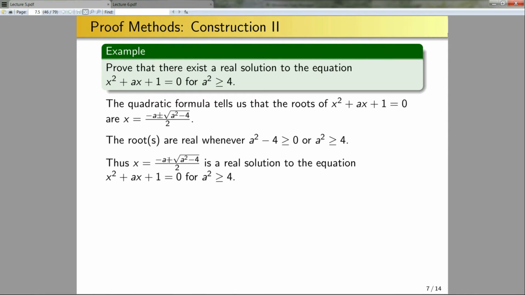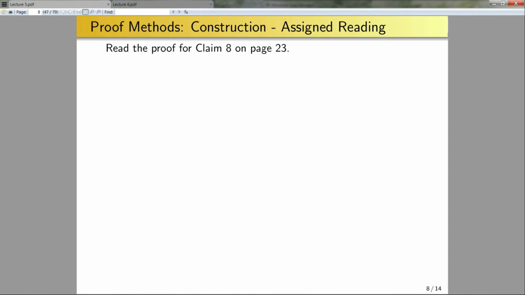So notice that here I just used plus instead of plus or minus. That's simply because I only need one solution. I don't need the two, and it's not true to say that I have two real solutions, because if a squared is equal to 4 exactly, then I only have one solution. So by taking just the positive root or the negative root, I'm being a little bit more precise there. I'm going to give you some assigned reading for proof by construction.